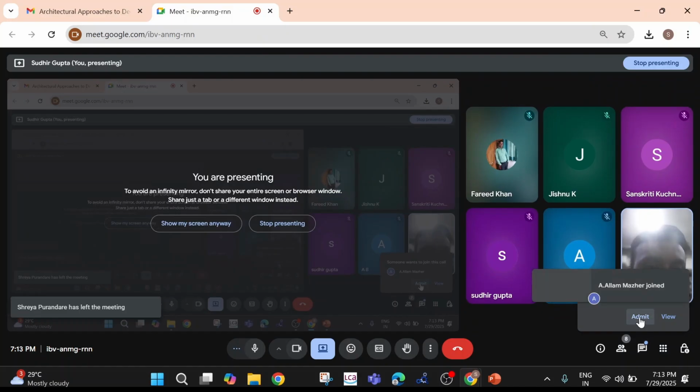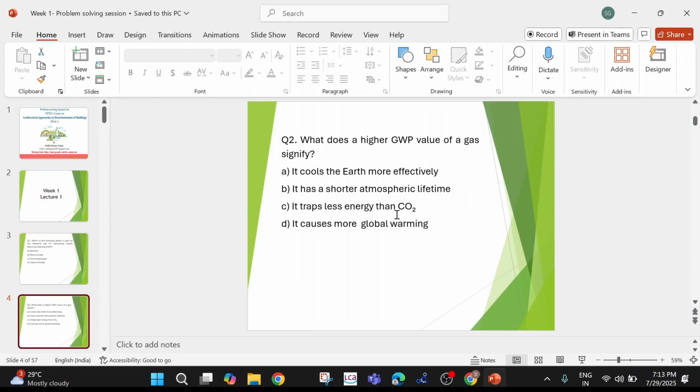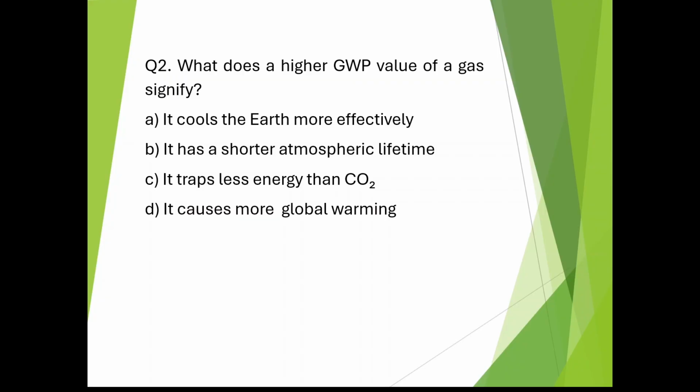Okay. So now we have a count of 8. So here is the question. Try to give an answer. If a gas has a higher value of global warming potential, like 10 or 20 or 30, what does that mean? What do you understand by that? You have to state that here.